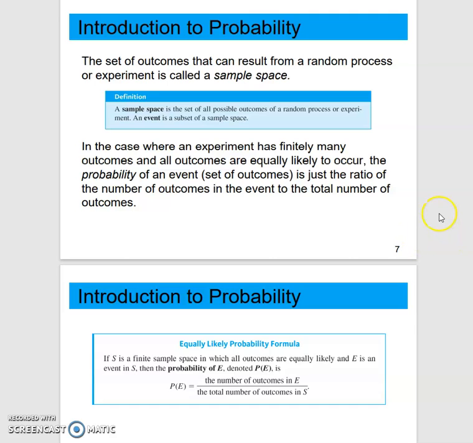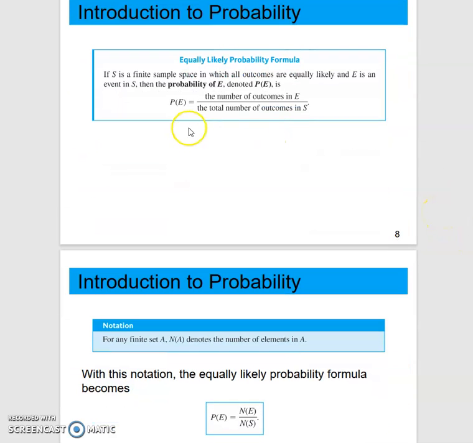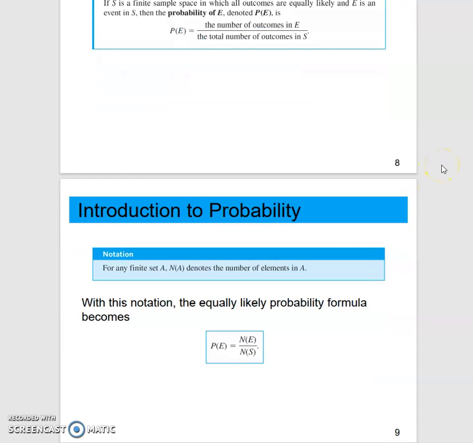So how, in general, are we going to get this probability? Our formula is we'll take the number of outcomes of that event over the total number of outcomes in that sample space. And this is another way of expressing that exact same formula, slightly shorter notation there.